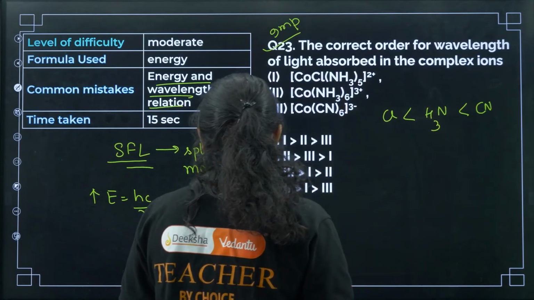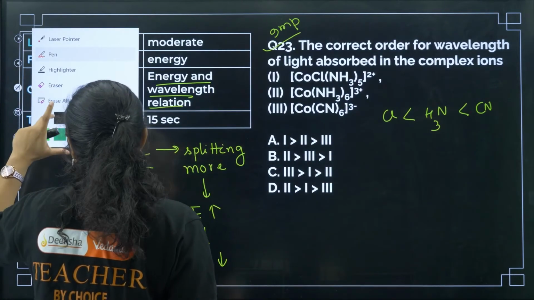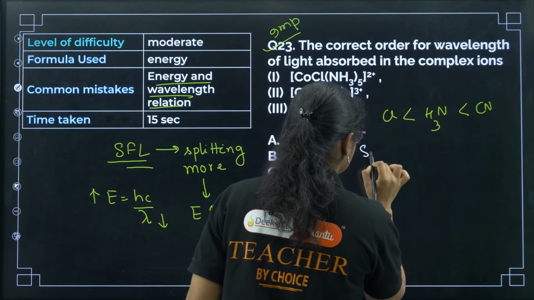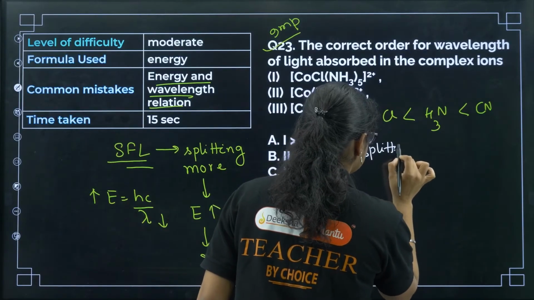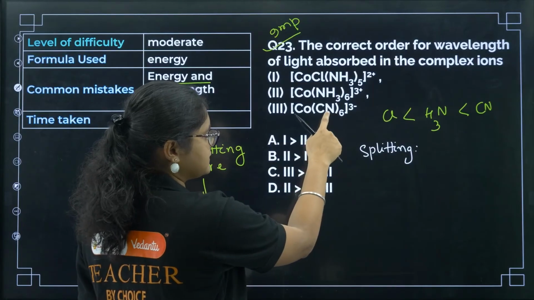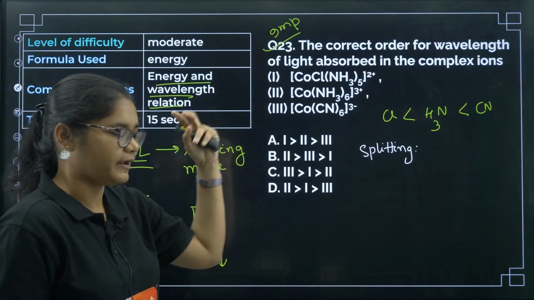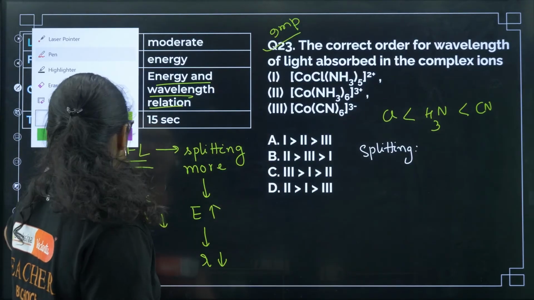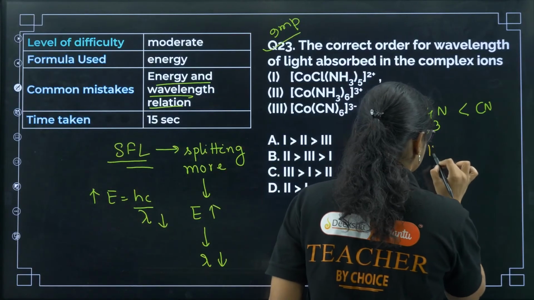Okay, so now let us first tell me the order of splitting. Which one will split more? Because here all the 6 ligands are CN, there will be more splitting here, right? 3 will split more. Okay, so I can write splitting order will be 3.